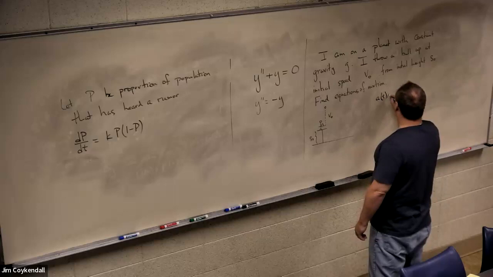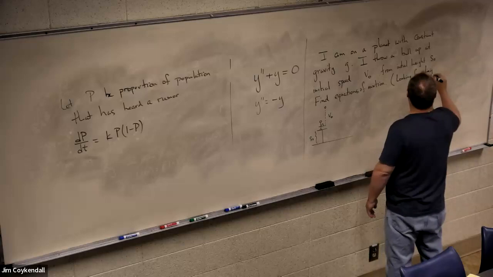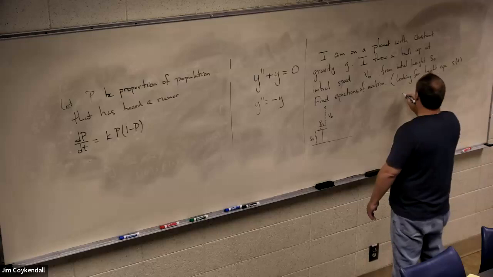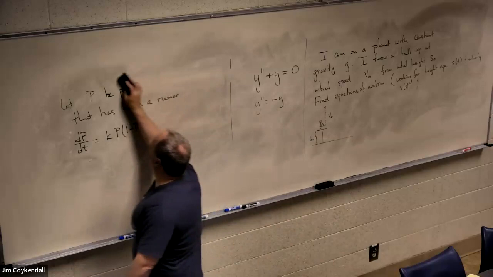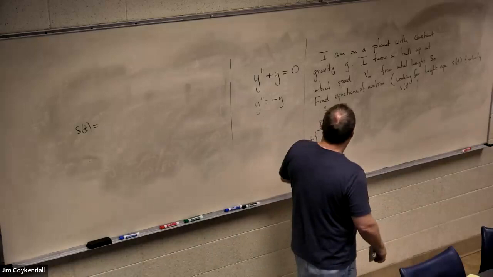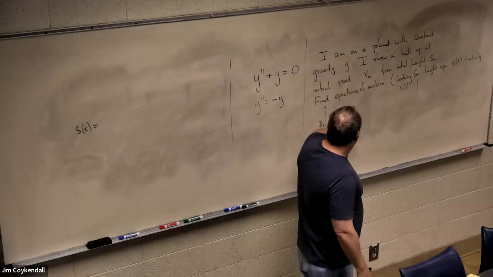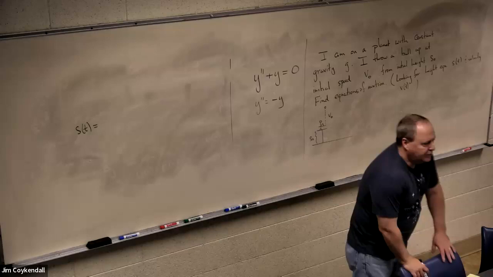My acceleration, so what I'm looking for is the height equation. I'm going to call this S of T and velocity V of T. Now, what does this have to do with antiderivatives? S of T measures the height of the ball above the surface of my planet. So it starts at height S zero. What is S of T measured in? Feet, meters, miles, some unit of distance, right?